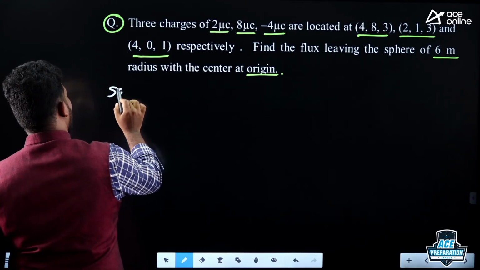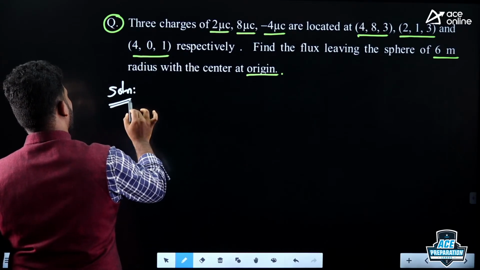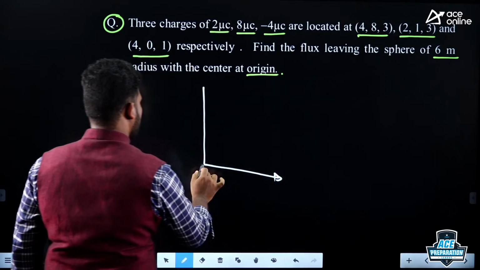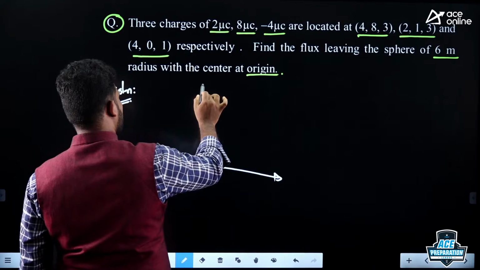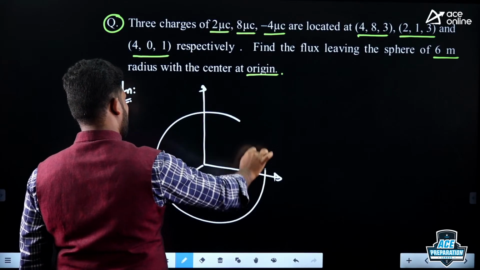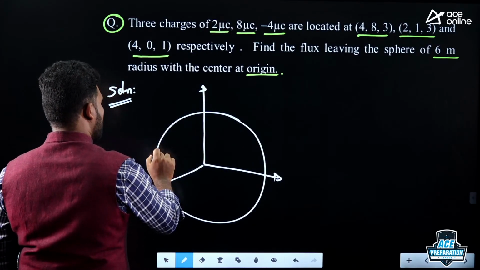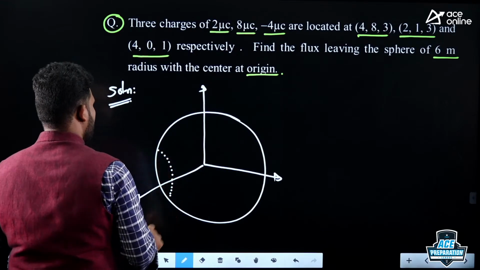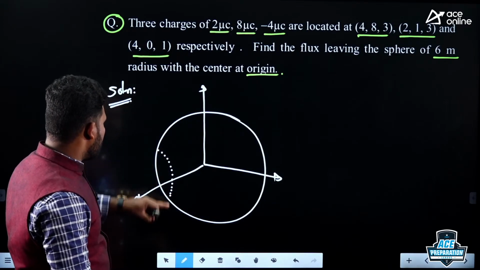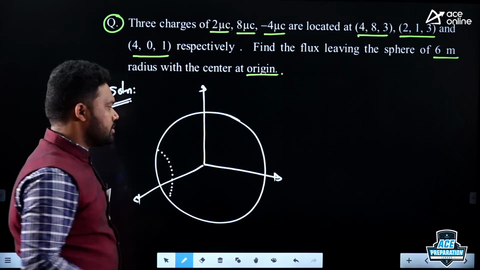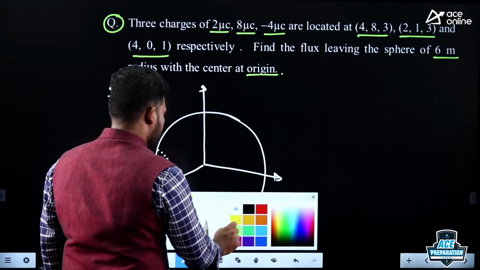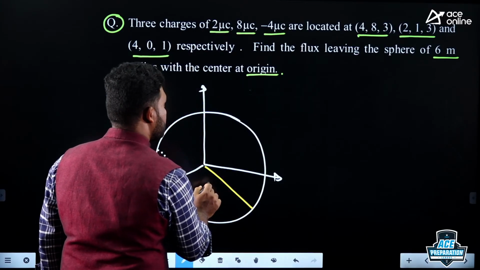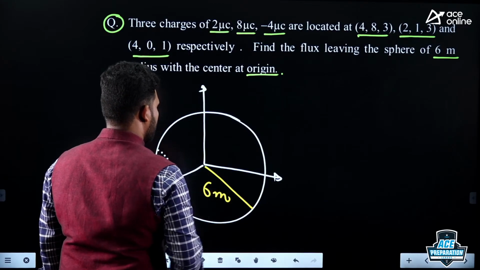Let me draw some rough diagram. I am not showing the coordinate system, just drawing a rough diagram. This is not a circle, it is a sphere. Let me put some dots here. If I put some dots here, it is understood that it is a sphere, not a circle. And this is having a radius. How much is the radius for this one? Here it is 6 meters.